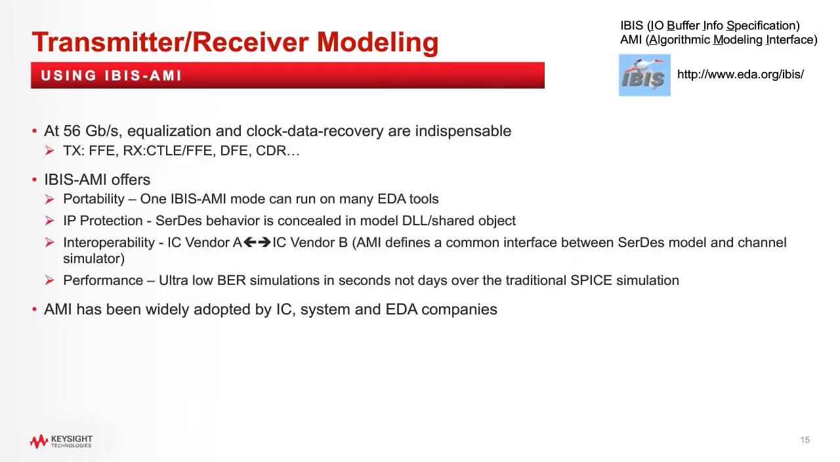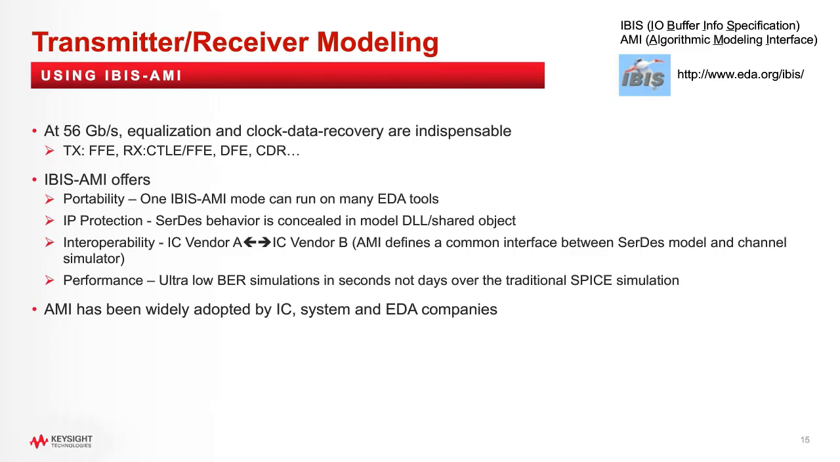Then how do we model the transmitter and receivers? At 56 gig data rates, the SerDes equalization and clock data recovery becomes critical to open the eye. On the TX side, usually the SerDes has FFE. On the receiver side, usually you have CTLE followed by DFE and also CDR. In other words, the conventional IBIS models are inadequate for the applications.